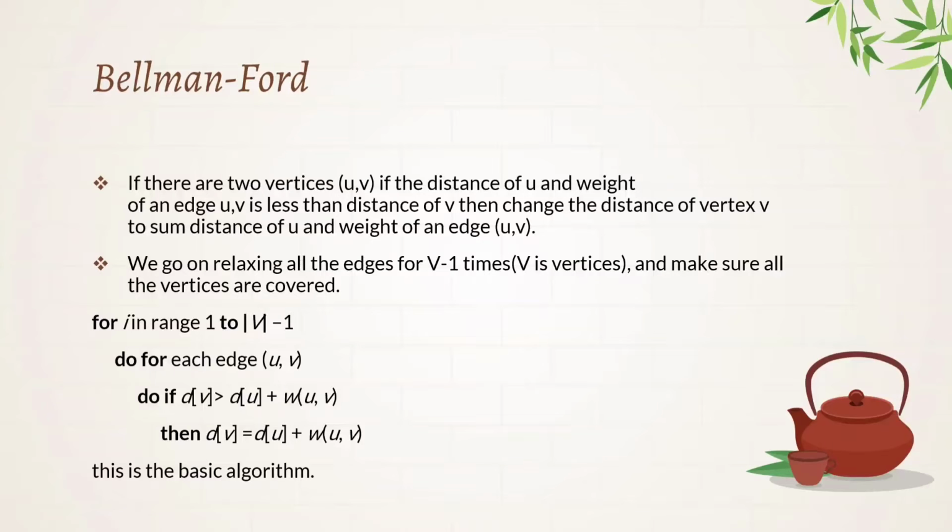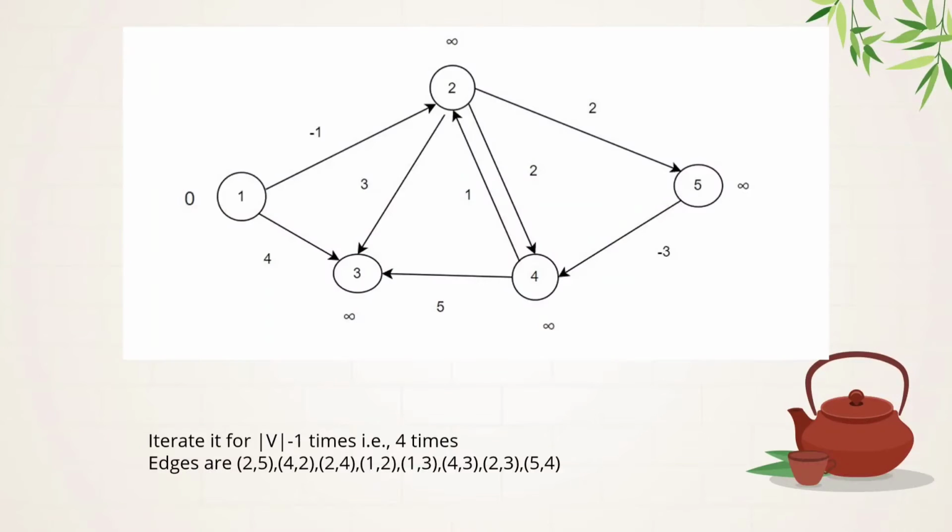This algorithm follows three steps. First step, we initialize the distance from the source to all vertices as infinite and the distance to the source itself as 0. Step 2 is this relaxation process. And step 3, we check whether any negative cycle is present in the graph. Now let's take an example to make it clearer.